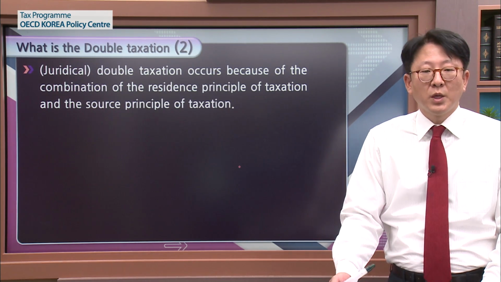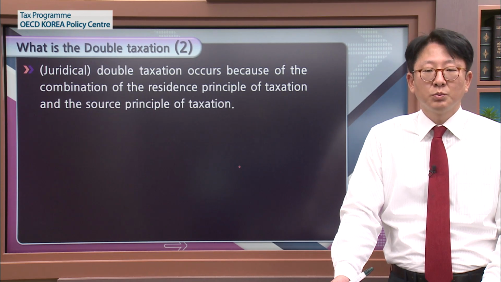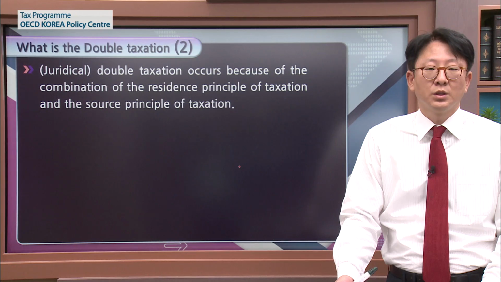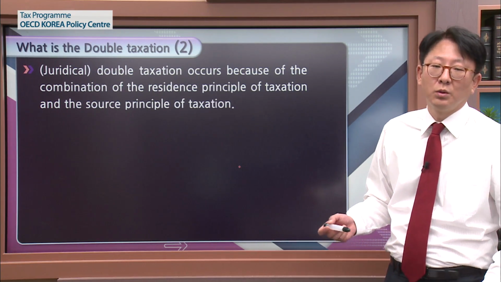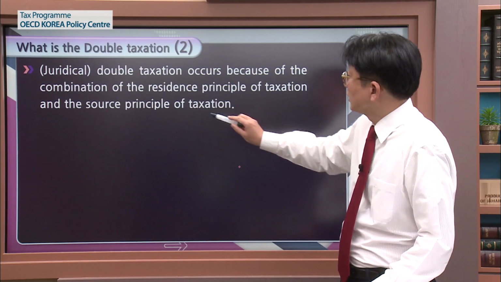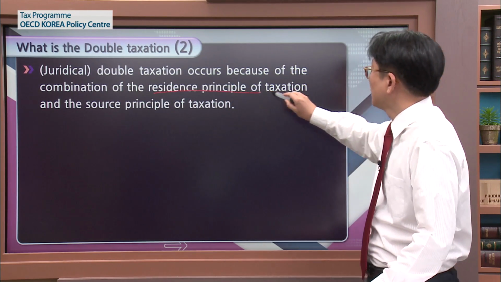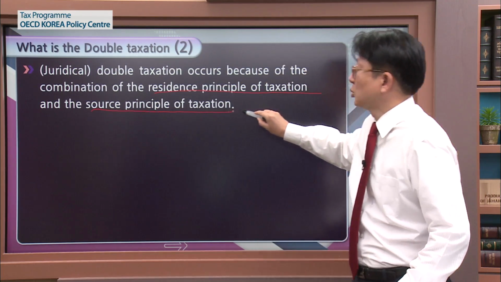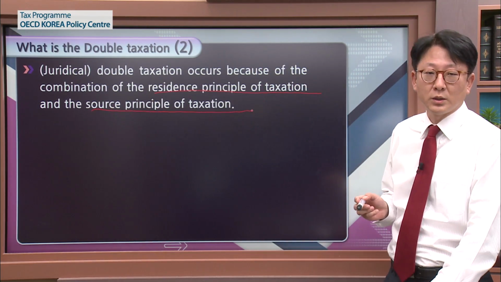As I explained to you, double taxation occurs because of the combination of the residence principle of taxation and the source principle of taxation. So I'll first explain the residence principle of taxation, and secondly, I'll explain the source principle of taxation.